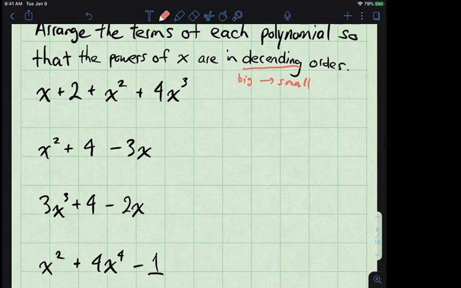Alright, so with this one, we look at the powers. There's 3, 2, this thing has a power of 1, this thing also has a hidden power of 1. So for the first one, 4x cubed is the first term, x squared is the next term, x is the next term, and 2. If you want to think about it this way, 2 can be rewritten with a 0 power, right, anything with 0 power is 1, so it has no x term, so it goes at the very end.